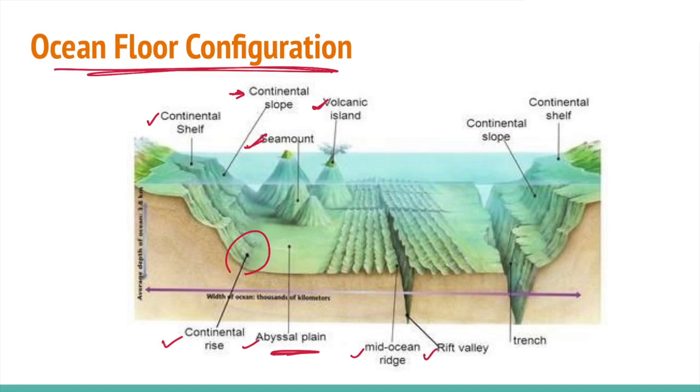Rift valley. It is a linear-shaped lowland between several highlands or mountain ranges that is created by the action of geologic rift or fault. Next comes trench. A trench is a type of excavation or depression in the ground that is generally deeper than it is wide and narrow when compared with its length. These are the configuration of ocean floor.